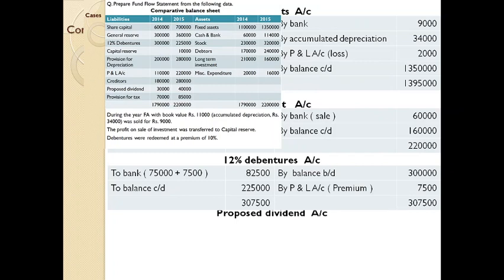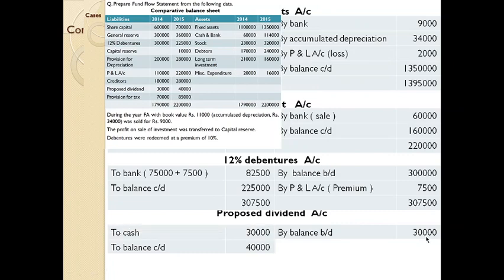Next account you have to prepare is the proposed dividend account, because we all know the rule for preparing proposed dividend. Let us begin with the opening and closing balances, 30,000 and 40,000. Since there is no information regarding proposed dividend during the year, we will consider the opening balance as payment to cash during the year, 30,000. And every year you need to prepare a provision for paying dividend, and the closing balance is considered as by P&L 40,000. So that account also tallied.